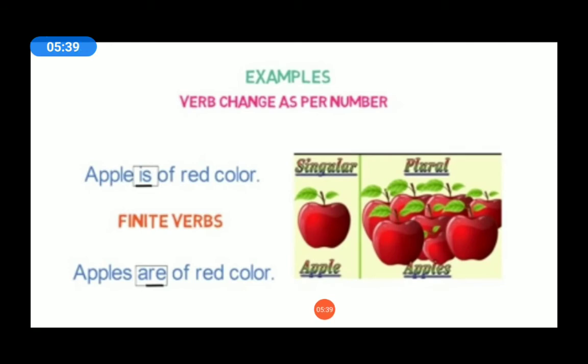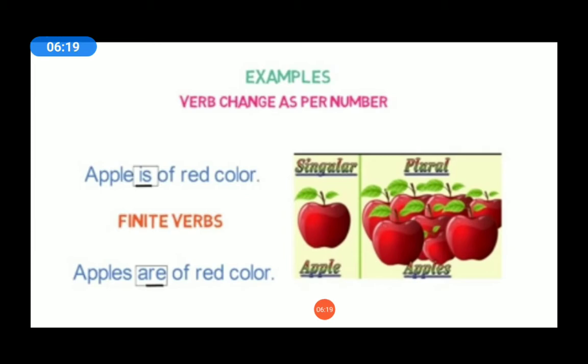Now here is how a finite verb changes as per the number. In the first sentence, apple is singular. That's why the verb is. Apple is of red color. Singular subject is there, apple. That's why is is there. And when the number changed from singular to plural, apples, the verb also changed from is to are. This is again the finite verb. Is and are, they are both finite verbs because they changed according to the number of the subject.